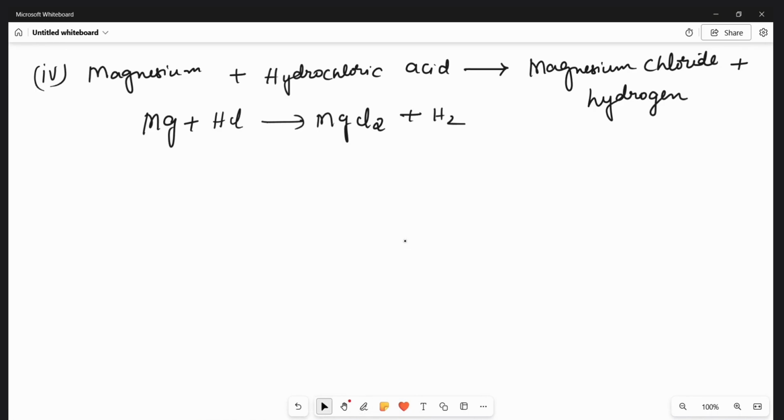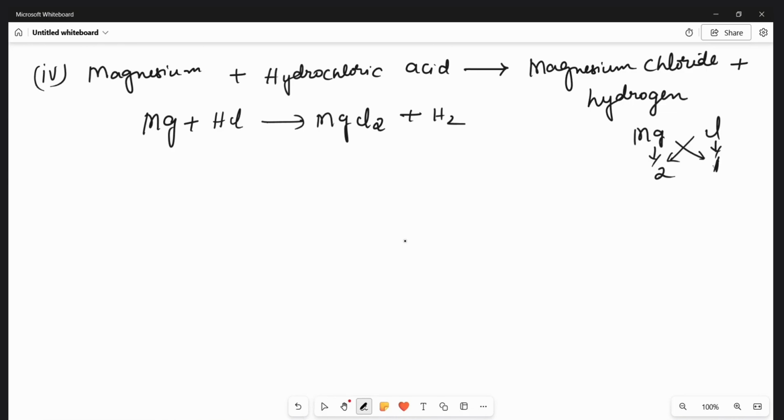Magnesium valency 2, chlorine valency 1, cross multiply, and you will get MgCl2.